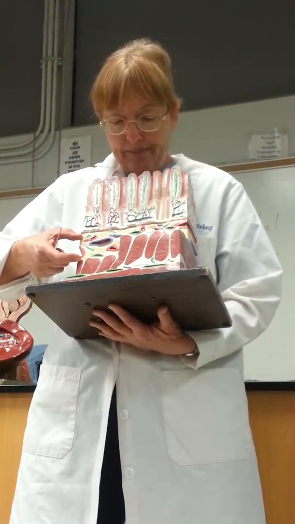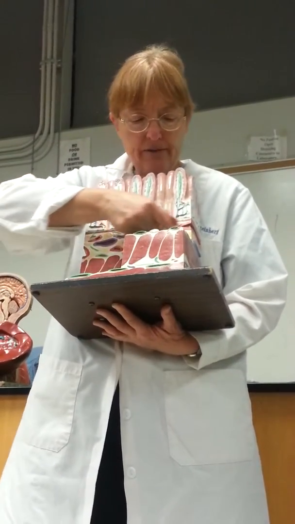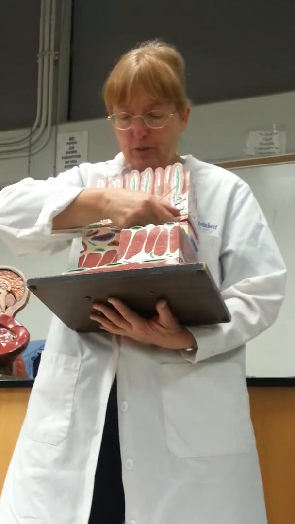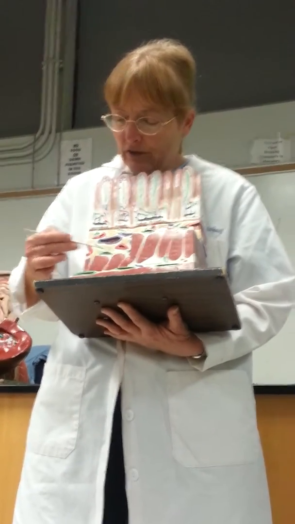Just below that, we have the submucosa. So the submucosa is composed of dense, irregular, fibrous connective tissue, and it has lots of blood vessels in it. So all this blue and red, those are blood vessels in the submucosa. It also has glands, and it has a little bit of nervous tissue. The white stuff that you see here, that's all nerve tissue.